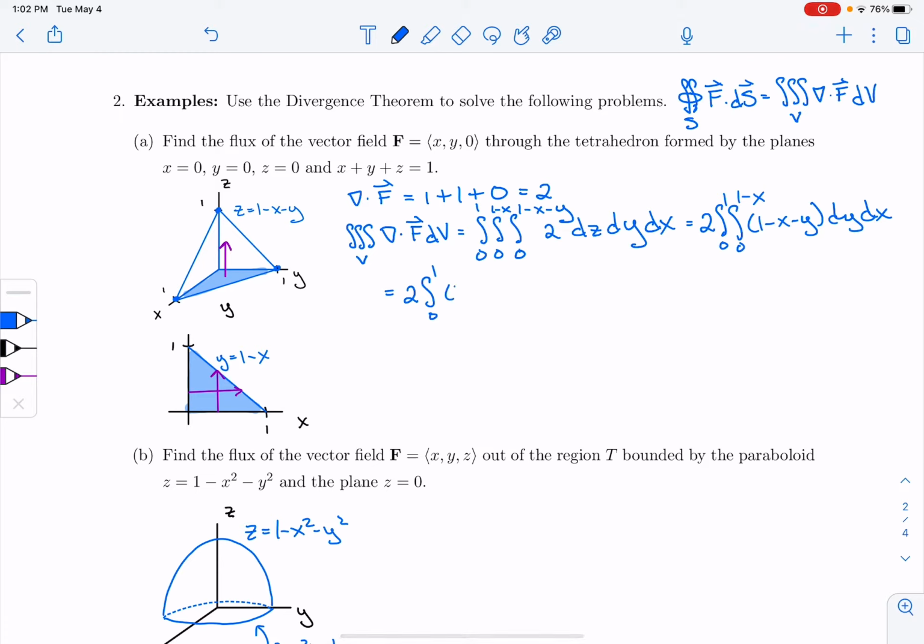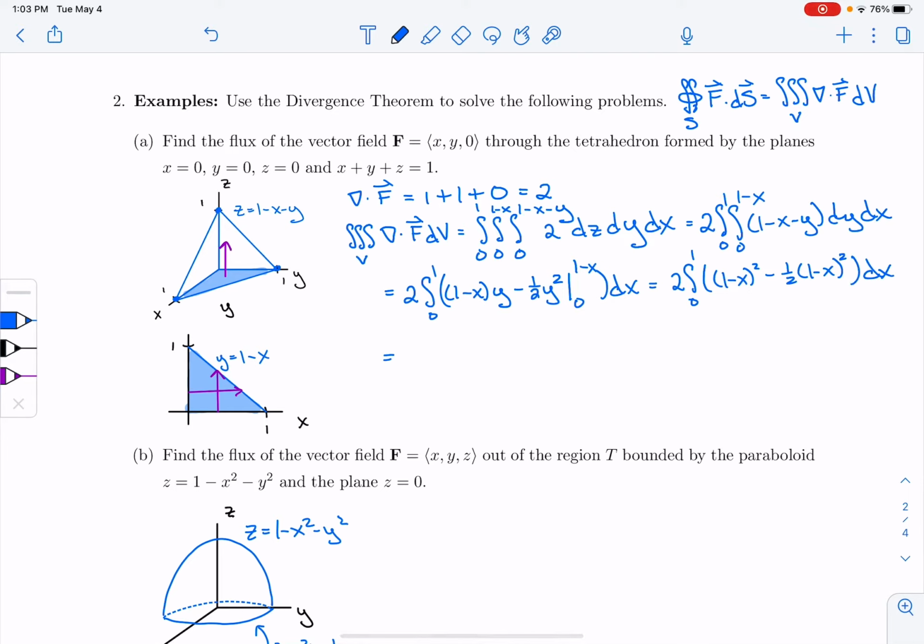So I'm going to get 1 minus x times y minus 1/2 y squared. And then all of that is going to be evaluated between 0 and 1 minus x. And then I have to integrate that dx. So this is going to be 2 times the integral from 0 to 1 of 1 minus x times 1 minus x, also known as (1 minus x) squared, minus 1/2 (1 minus x) squared. Substituting in y equals 0 will give me 0. So I'm going to integrate that dx.